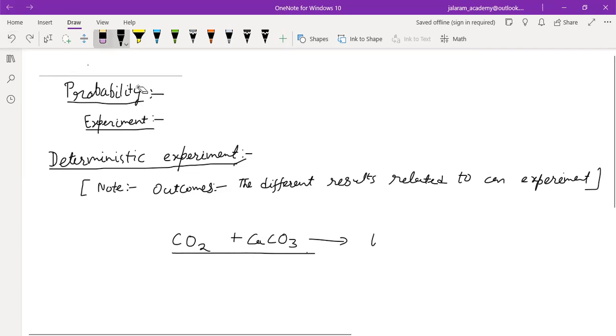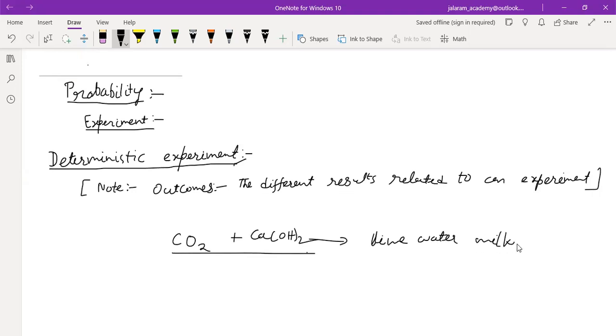Sorry, calcium hydroxide, lime water. Whenever carbon dioxide is passed through lime water, what happens? Lime water is simply turbid, and it turns milky. Whenever carbon dioxide gas is passed through lime water, it changes from turbid to milky. Whenever you repeat this experiment, you already know that it will turn the lime water milky. So these types of experiments are called deterministic experiments. Understood?